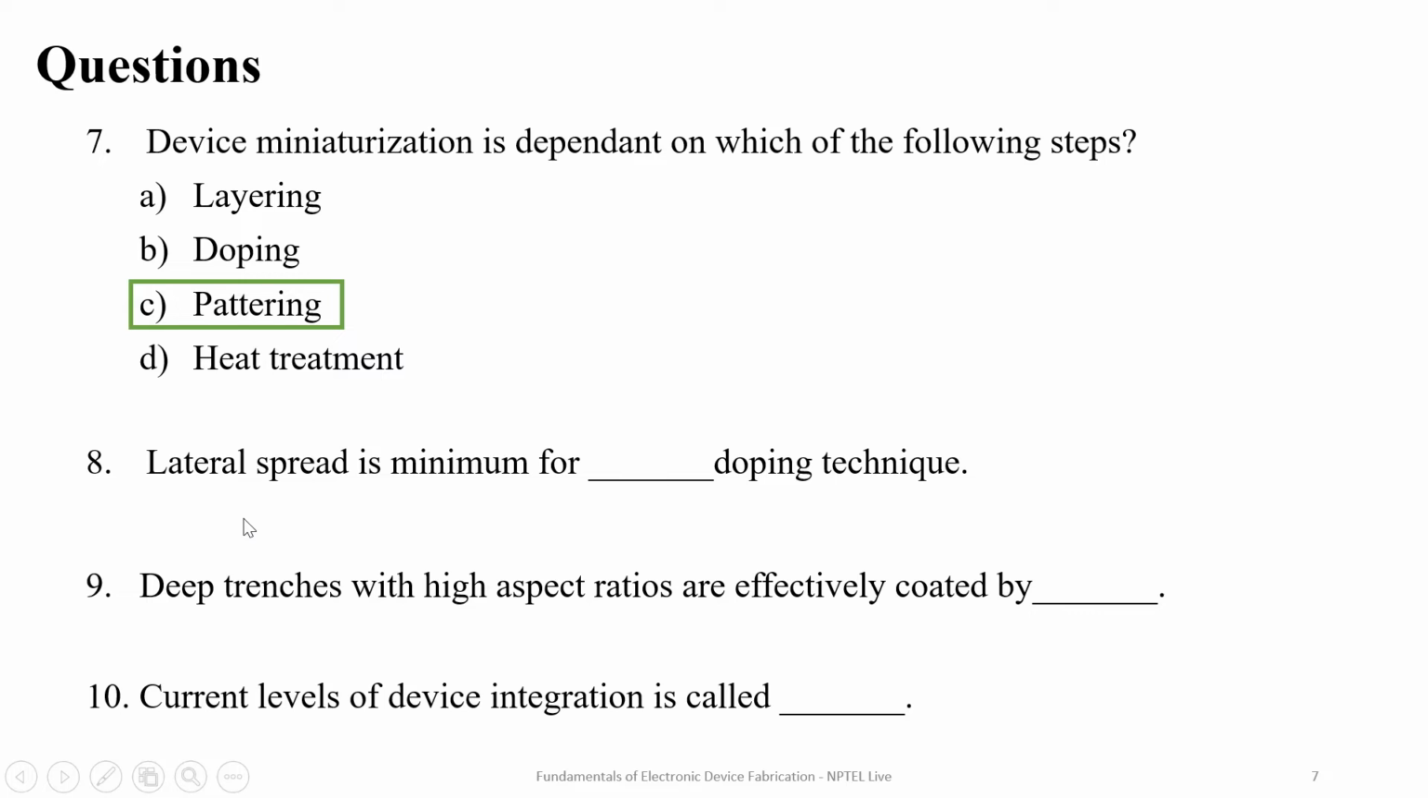So the next question is, lateral spread is minimum for which doping technique? Before that, tell me what the two different doping techniques are first. Can anybody explain what thermal diffusion and ion implantation are?